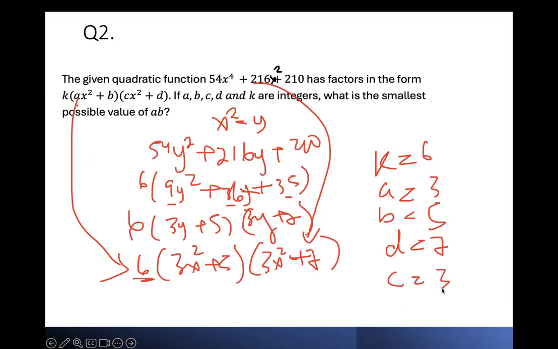They're asking you a times b. What do you think? You get 15. So this times this will give you 15. So the smallest possible number is 15. It looks complicated, but you can handle it. Use what they've given you and then manipulate it to get your answer.